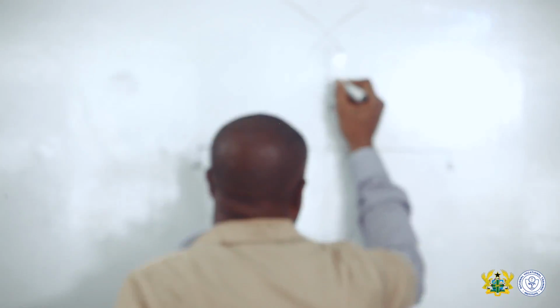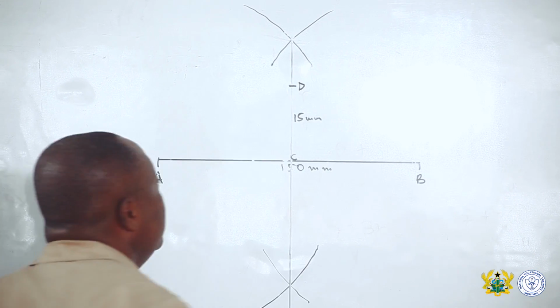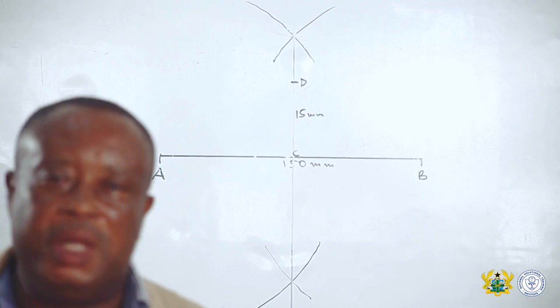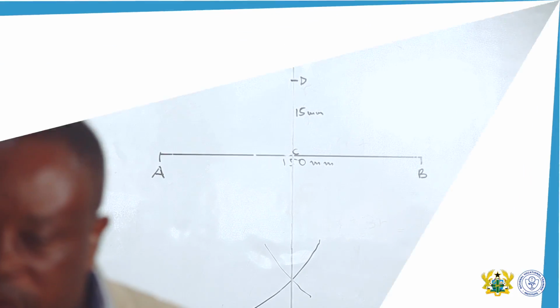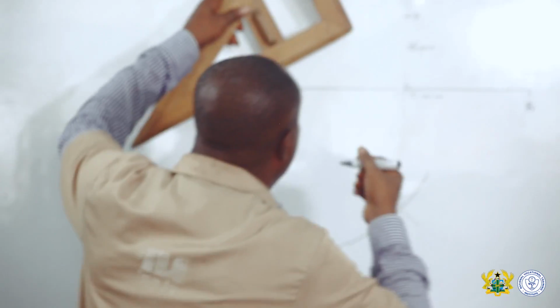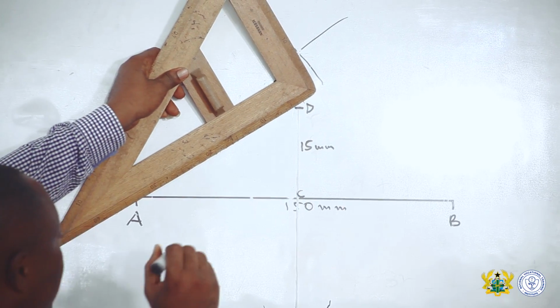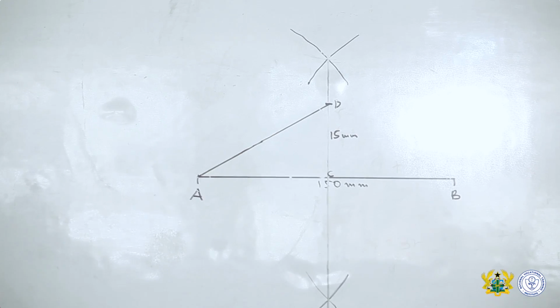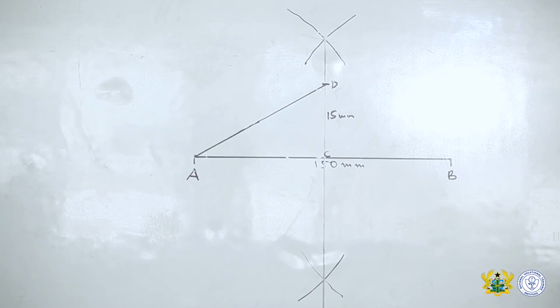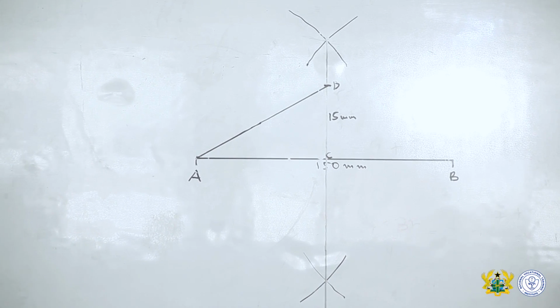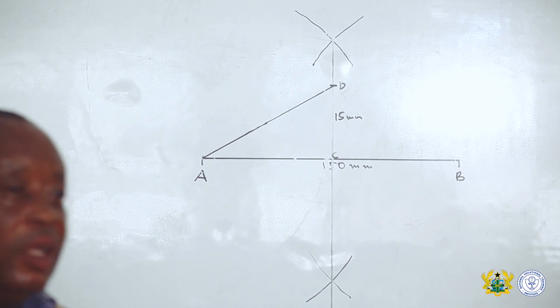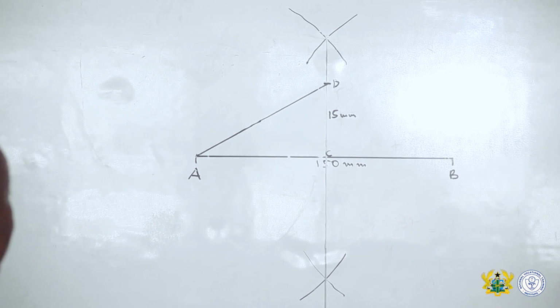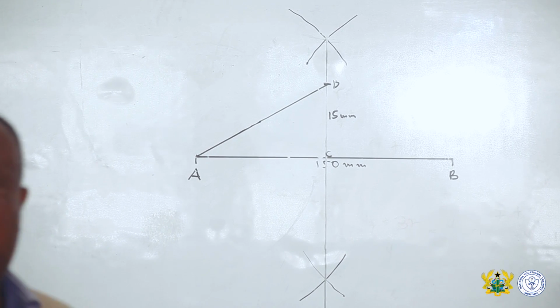Now, we'll label our rise as D, 15 millimeters. Step 5. We connect points A and D with a line. At this point, point 6, we bisect line AD. To bisect a line means to divide a line equally into 2 parts.